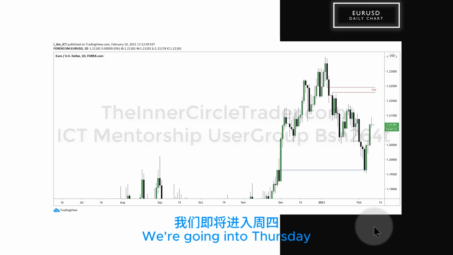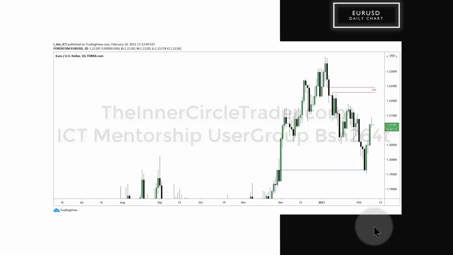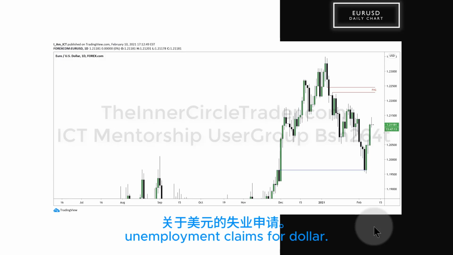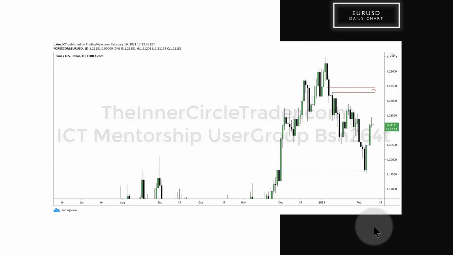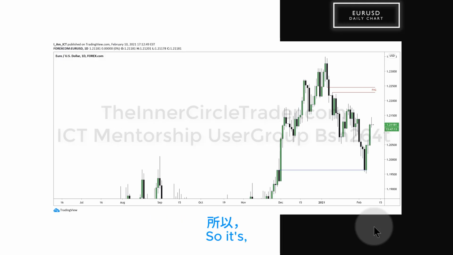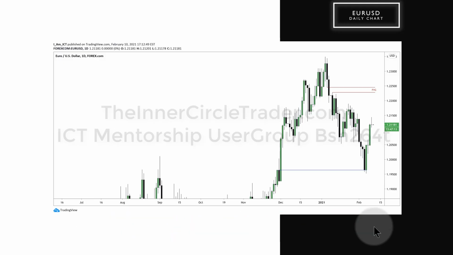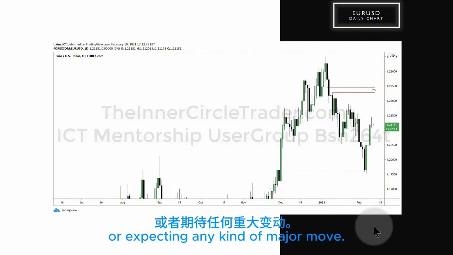We're going into Thursday, day of the week. And the first major impact with news is 5 a.m. in euro, and then 8:30 in the morning with unemployment claims for the dollar. So it's late London Open and then New York Open. So there's no real news after that. So it's basically indicating that we've seen technically the best in this week so far, and to anticipate further trading or expecting any kind of major move.